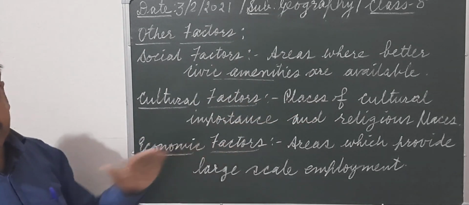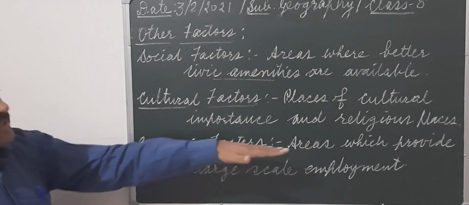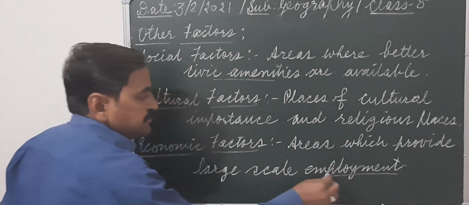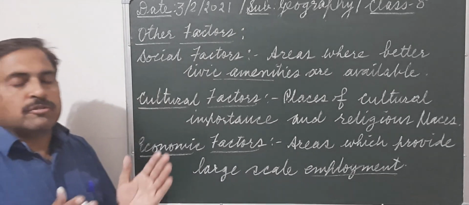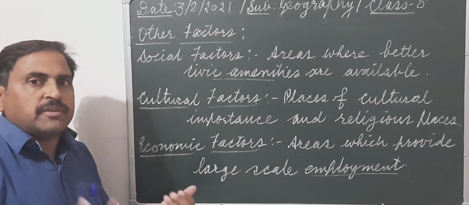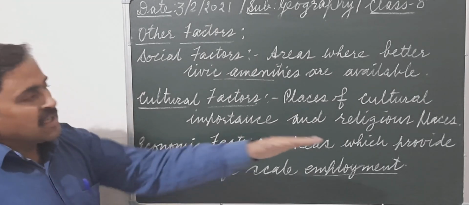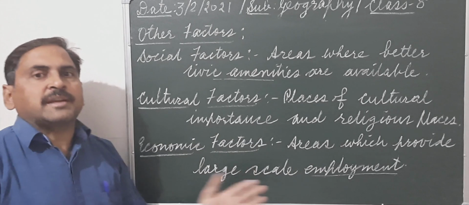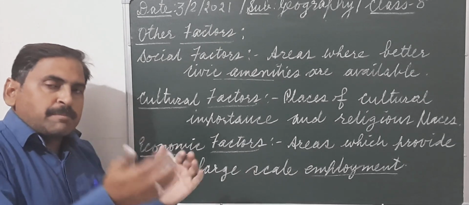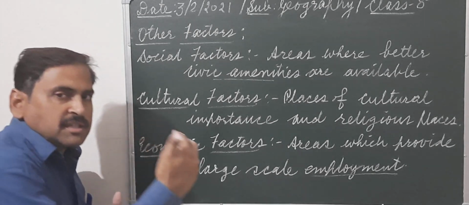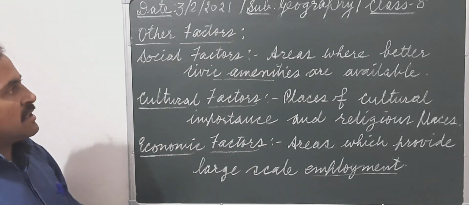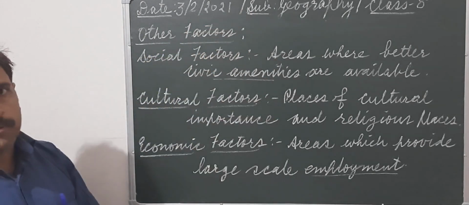Likewise, the economic factors. Economic factors means the areas which provide large scale employment. Generally, people would like to live in those areas where they have a source of earning, a source of income. So if any area becomes industrially developed, a lot of employment will be available there. So a number of people will go and live in such areas. So all these factors also affect the distribution of population.